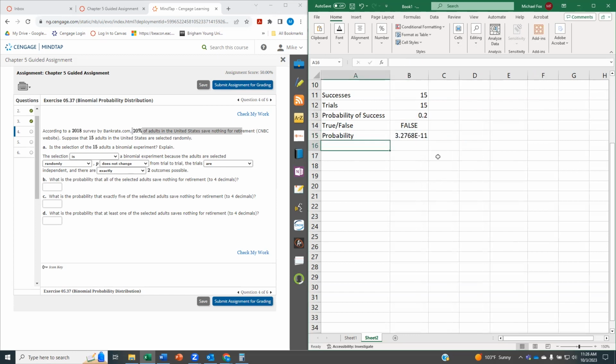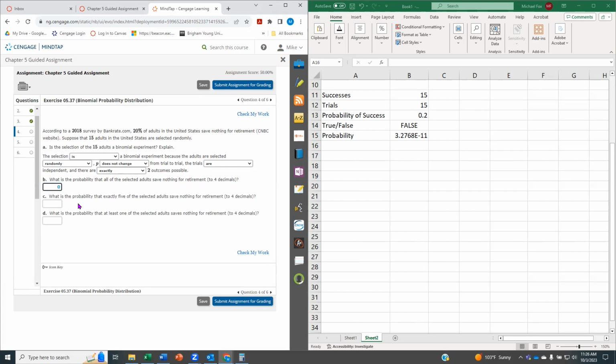So here we can see we have some crazy small number, 3.27. This little e means exponent, or times 10 to the negative 11th. So if we only round to 4 decimals, then the probability that all 15 say they don't save is 0 to 4 decimals. We'd have to get out to 11 decimals before we start seeing something. So very little chance that nobody that we ask is going to save.